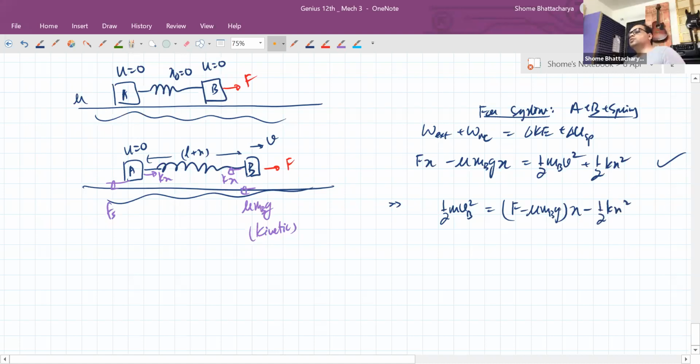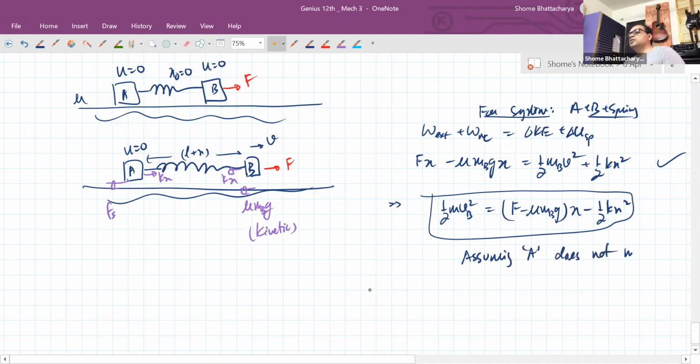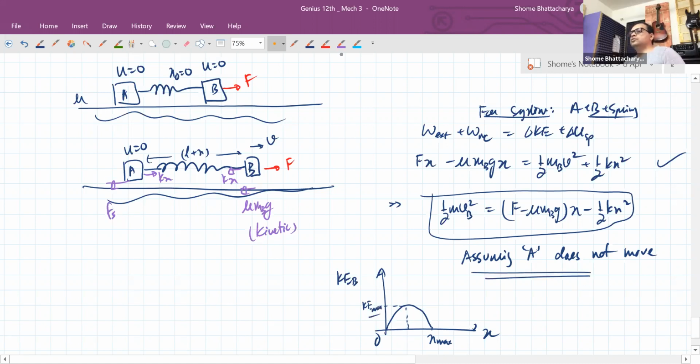This kind of thing, assuming this relation is assuming A does not move. So you can see that the kinetic energy of B as a function of its displacement is a parabolic thing. One root is 0 and the other root is x maximum, whereas at half of x maximum, it has the maximum kinetic energy. But this is assuming A does not move.